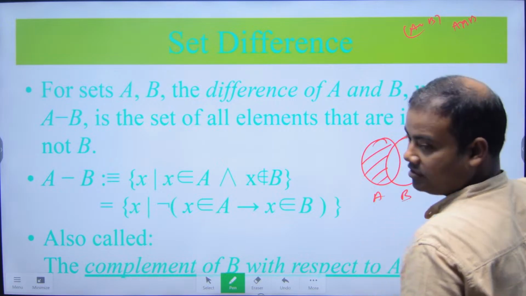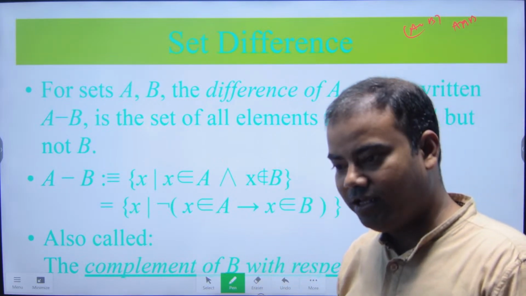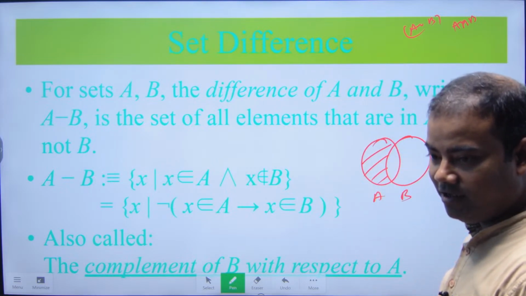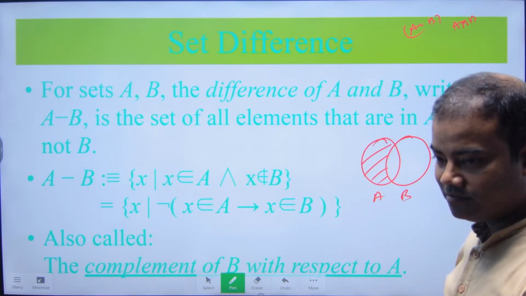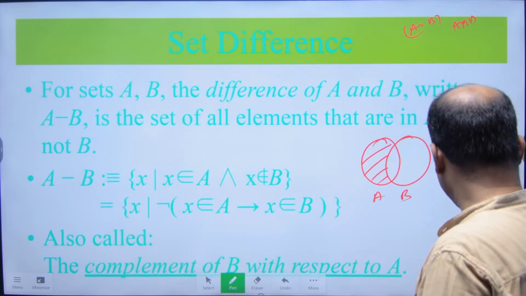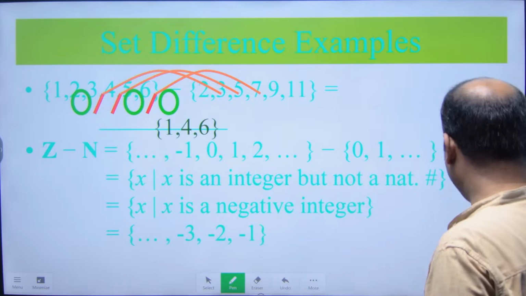Till now, A union B and A intersection B, both are what? Commutative. Means A union B and B union A, both are same. What about subtraction? A minus B and B minus A, both are same or not? Both are different. Clear? So there is a symmetric difference. So set difference you already know.